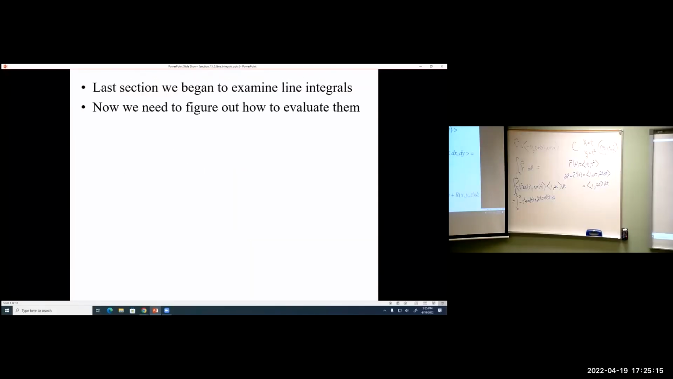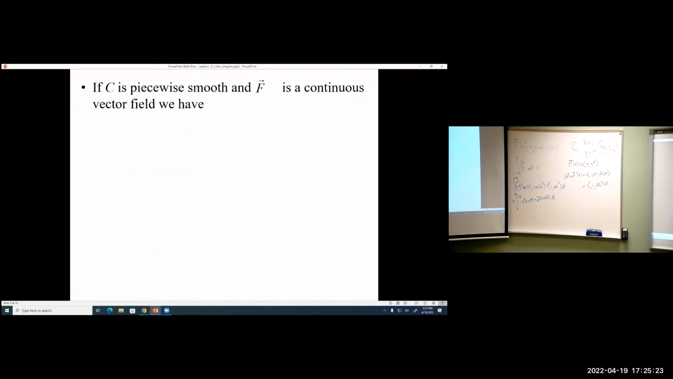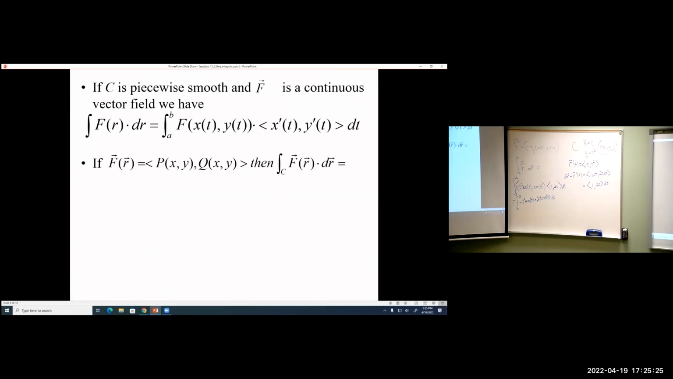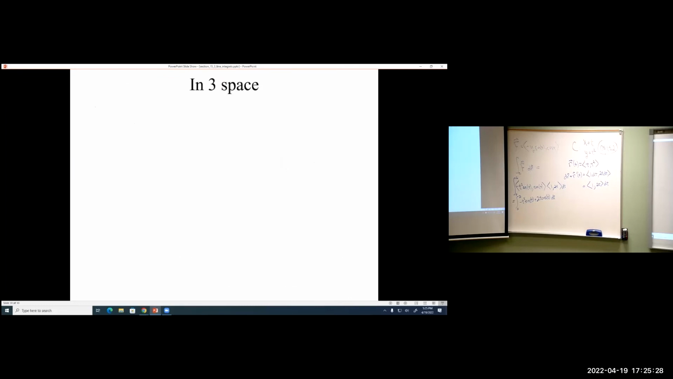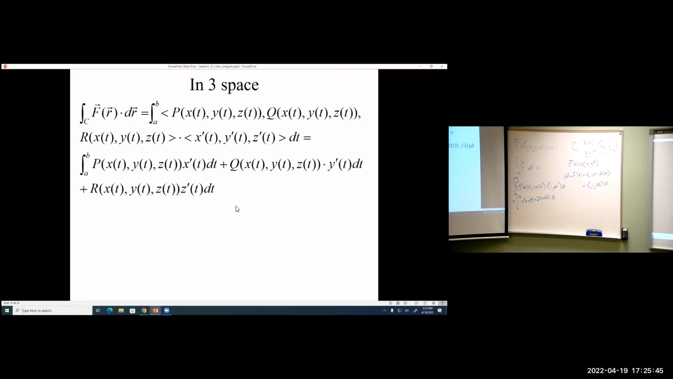And we can look at this in 3 space. We're doing the same thing. It's just we're going to have a third component on our vector field and a third component on our parameterization. But we do the exact same thing. We dot product our vector field with our parameterization plugged in, dotted with dr, which is x prime, y prime, z prime. Because if we have time, I'm going to have you do a 3-dimensional one too. It just adds on that extra component.